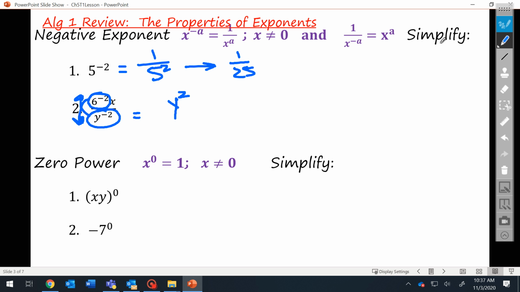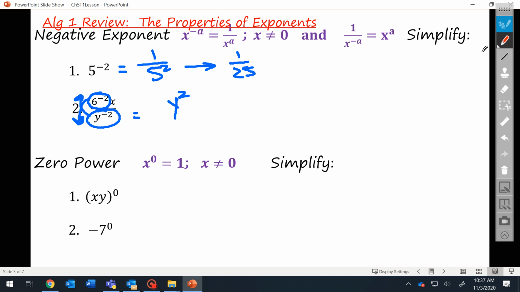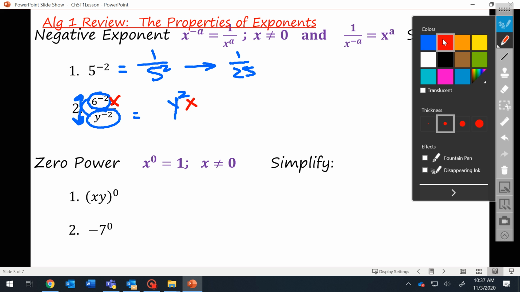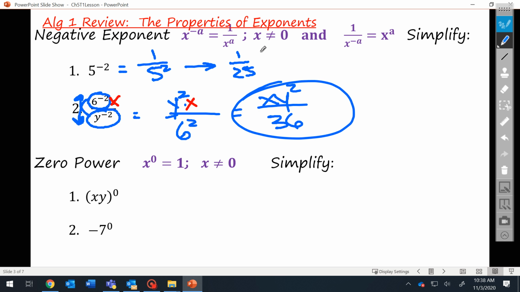The x is still in the numerator. The x has not changed places, so the x is still in the numerator. And then in the denominator, we have 6 squared. All right, we do want to write this in the right form. So the x and the x should come first. So x, y squared, and then 6 squared is just 36. So this would be the simplified form.